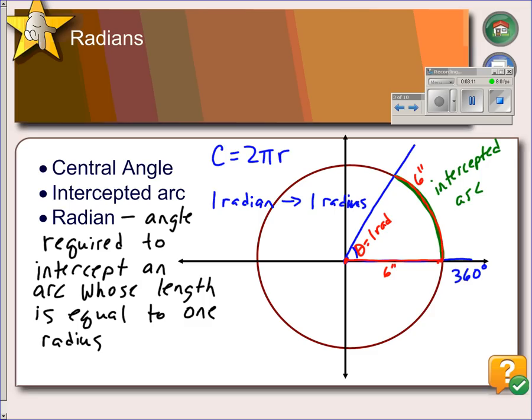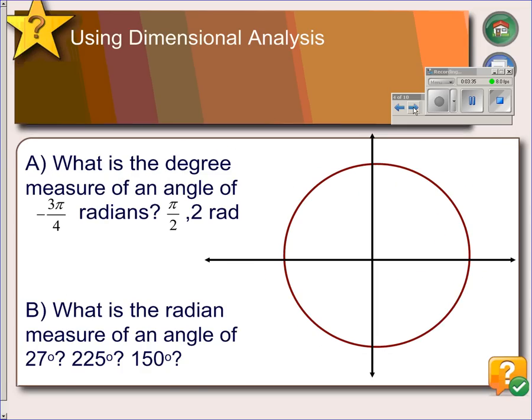2 pi radians. So that means if we only go halfway around the circle, that is 1 pi radians, which is equal to 180 degrees. We can use this information to convert between degrees and radians. So for example, what is the degree measure of an angle of negative 3 pi fourths radians? Well, first I'm going to draw the picture.